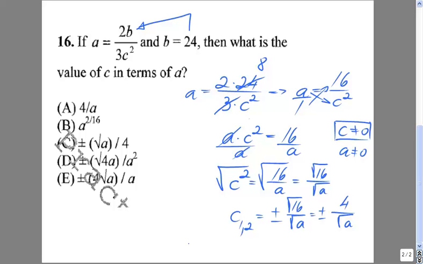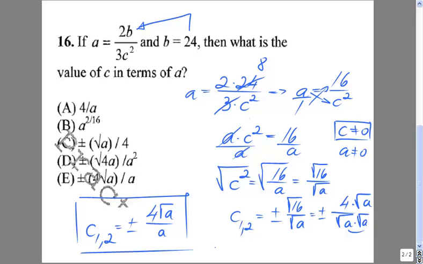Square root a is square root a, but we cannot leave our answers like that, so we have to make sure that we'll have no square root as a denominator, which requires me to multiply top and bottom by square root of a. Okay? And your roots, c1 and 2, will be plus or minus 4 square root a over what? Square root a times square root a will be just a. And this is the answer for this problem.